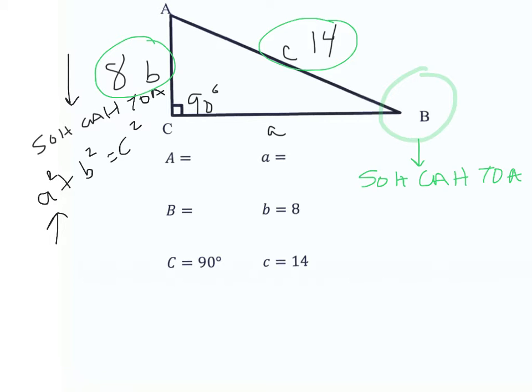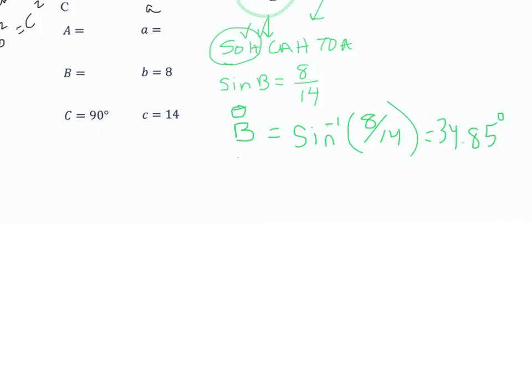So if I first want to find angle B, I need to decide what part of SOHCAHTOA I want to use, because we're using SOHCAHTOA to find the angles. So I have to see what I have. I have the opposite of that angle, which is 8, and the hypotenuse. So if I have the opposite and hypotenuse, I'm going to use sine. So sine of angle B is equal to opposite over hypotenuse. So B, or theta, is inverse sine of 8 over 14. As long as my mode's in degrees, I get 34.85 degrees.